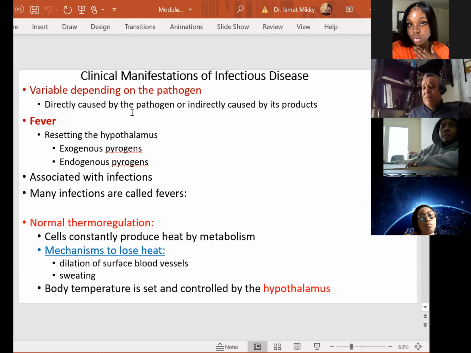And we know the clinical manifestations of infectious disease. Mostly, all patients with any infection will have a fever. And we explained this last week, because of the exogenous pyrogens and the endogenous pyrogens, especially the lipopolysaccharide proteins which the bacteria produce.